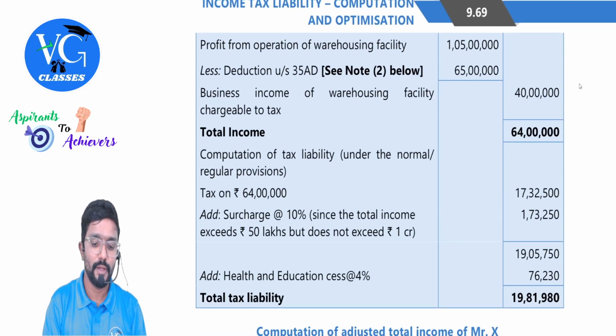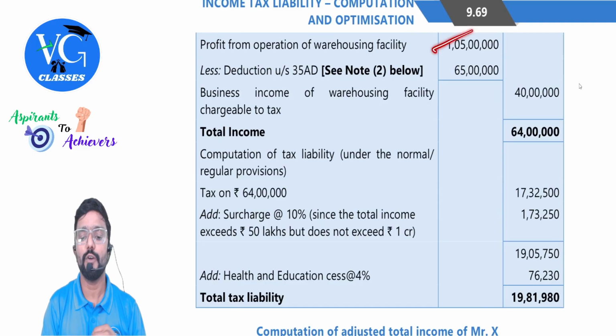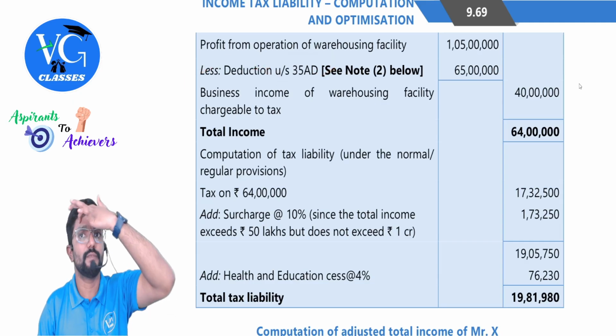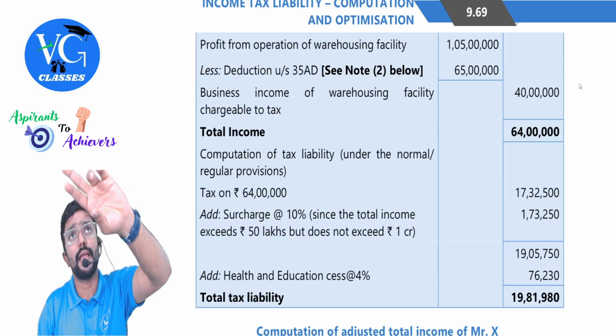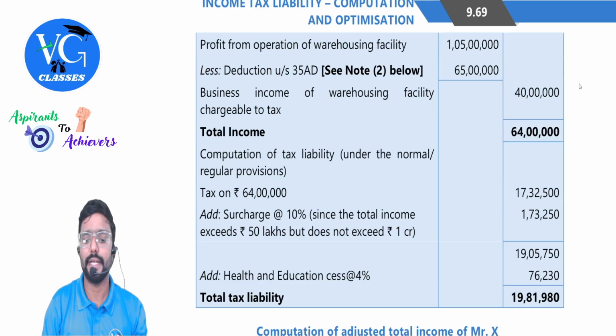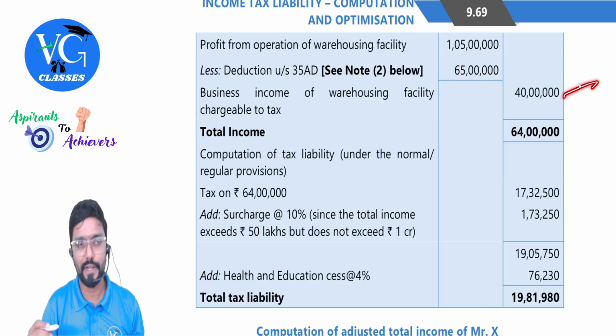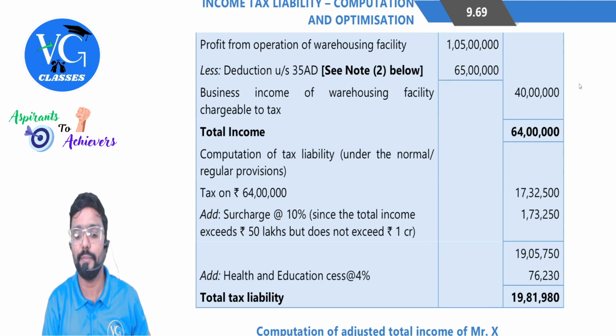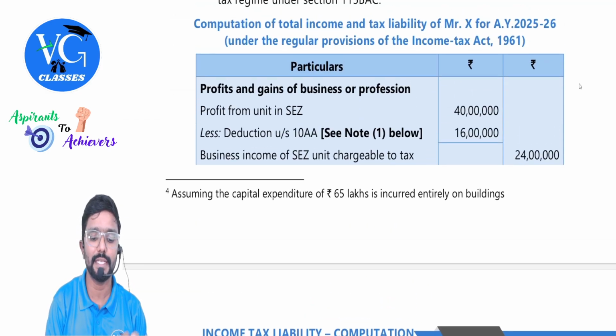Next, coming to the warehousing facility business. 1 crore 5 lakh is the total income. Okay, that is business income. From that, 35AD capital expenditure deduction. Can we claim in full? Except land. Except land, 65 lakh, we are claiming it. Remaining is 40 lakh. Sir, can we claim this under the head PGBP itself? Yes. This is allowed under the head PGBP itself, but this is not under the head PGBP. This is against gross total income.